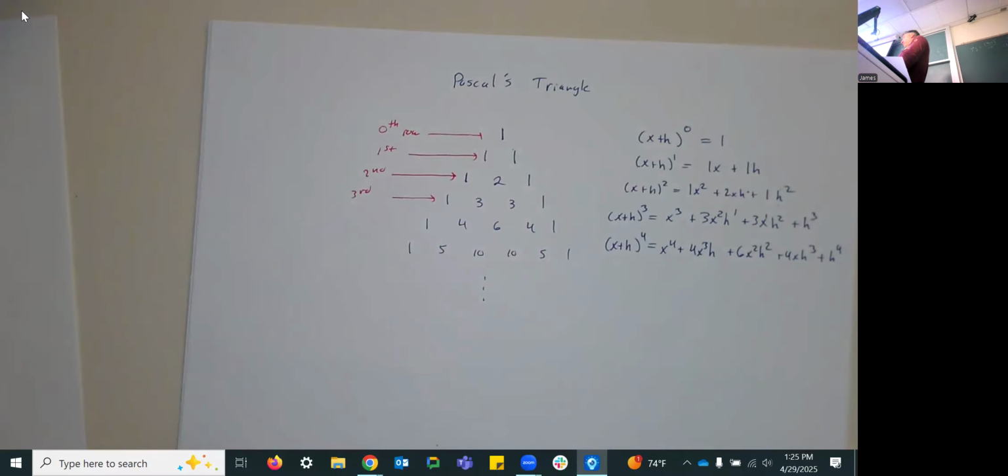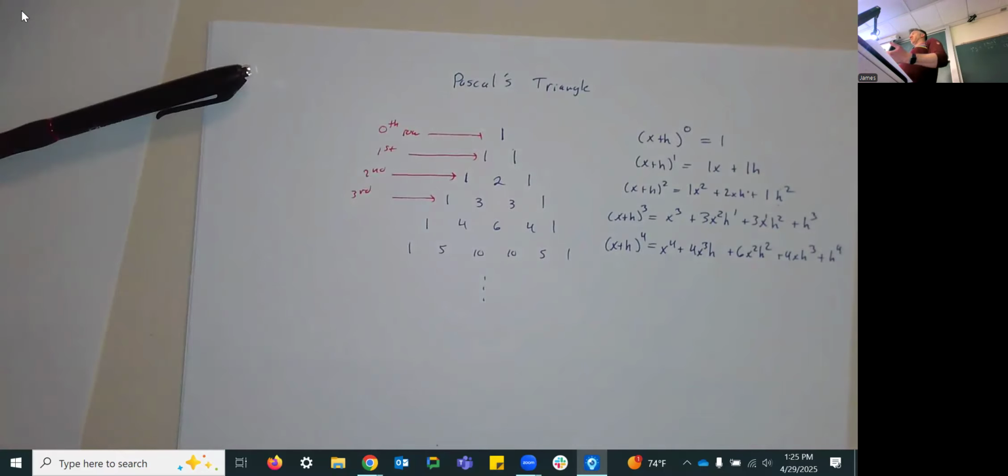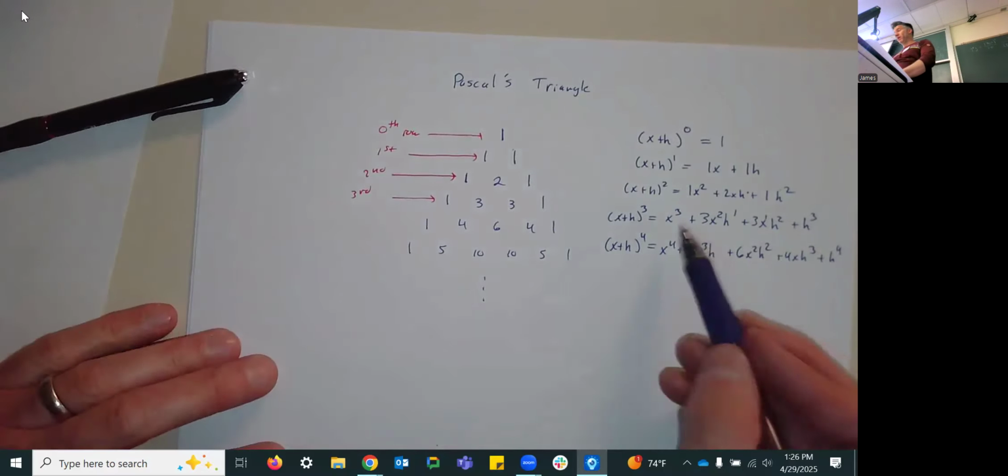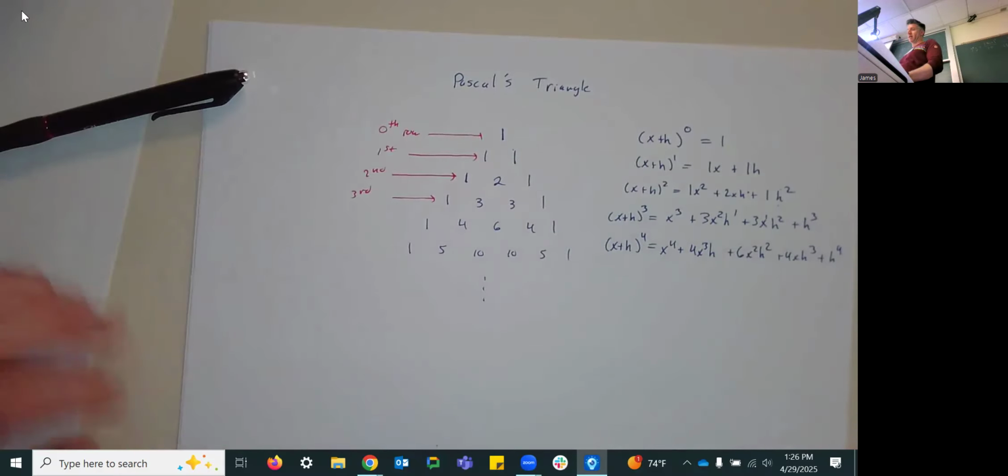I think this is worth remembering. Instead of having to actually multiply out x plus h times x plus h and then FOIL that with another x plus h to get x plus h cubed, you can remember this pattern instead. And it is called Pascal's triangle.